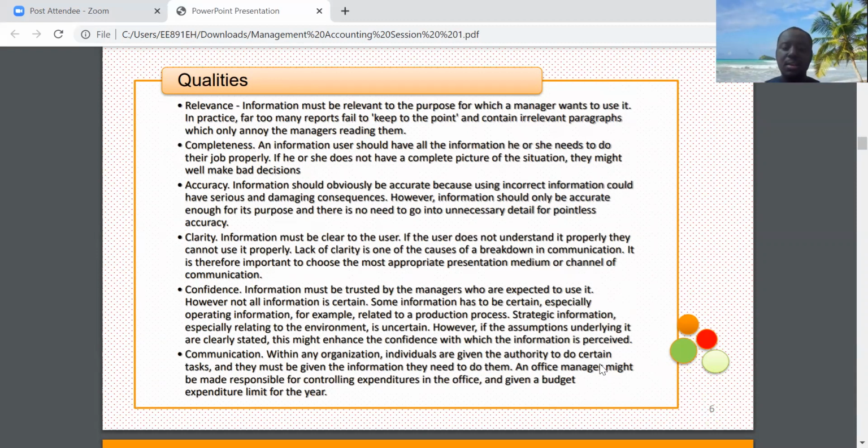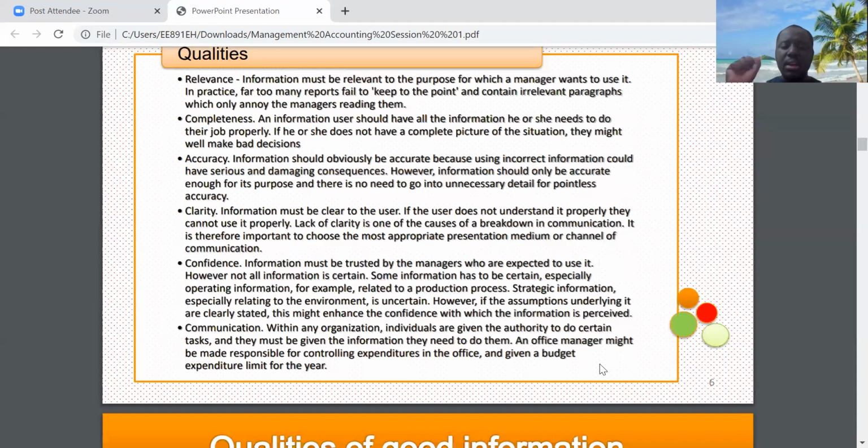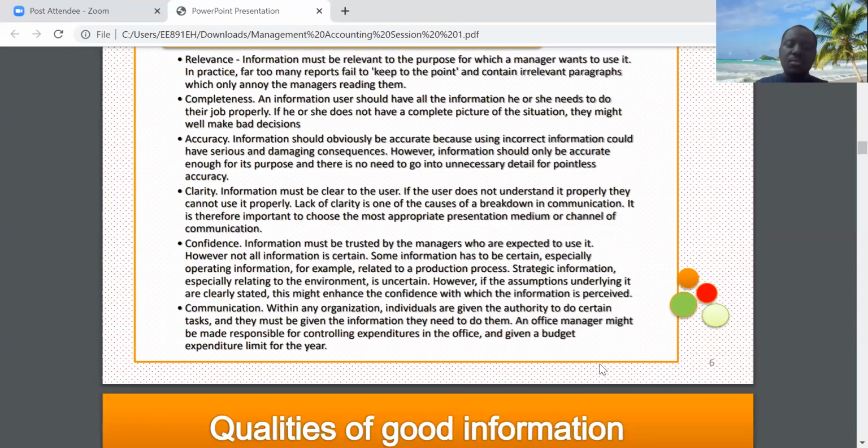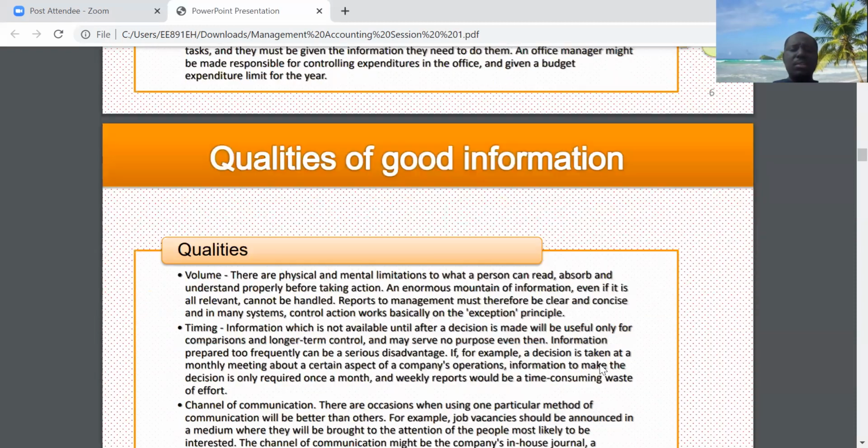Very, very important. Then you also have communication. Within any organization, individuals are given the authority to do certain tasks, and they must be given the information they need to do them. So information must be communicated. Any organization where information is hoarded, it's not a healthy culture. Information must be communicated. It must be given out. Remember, we said that one of the key characteristics of information is to communicate it in a meaningful way so that the user would benefit from it. Very, very important.